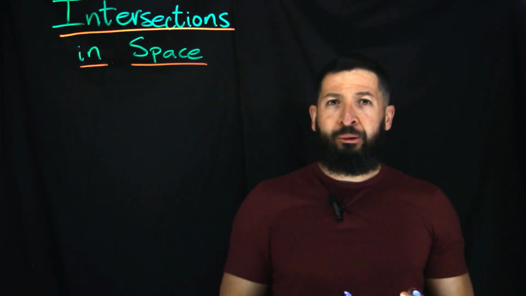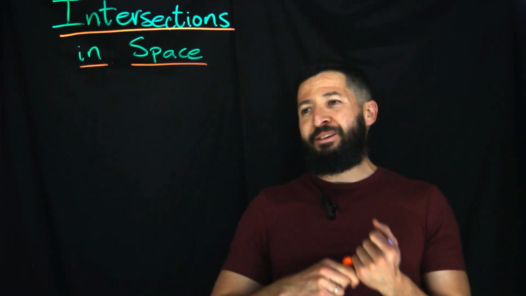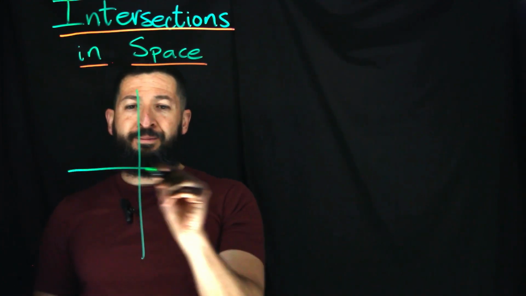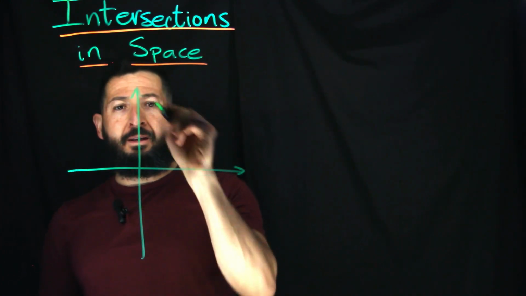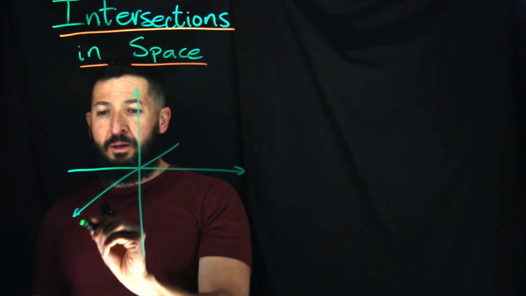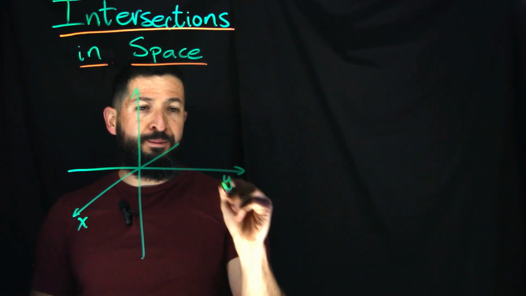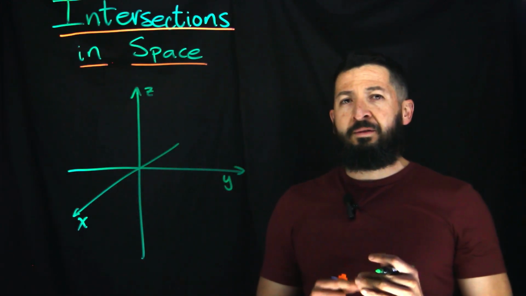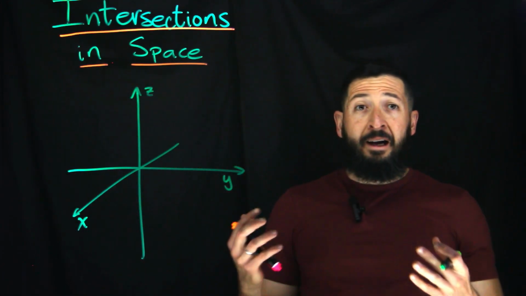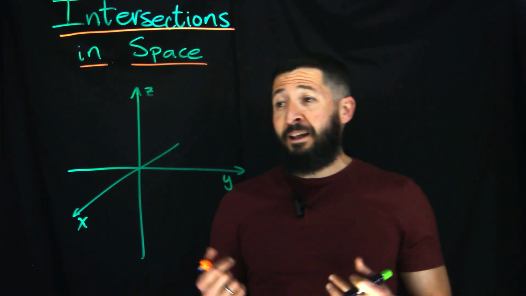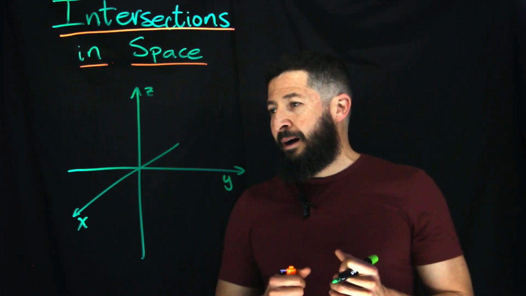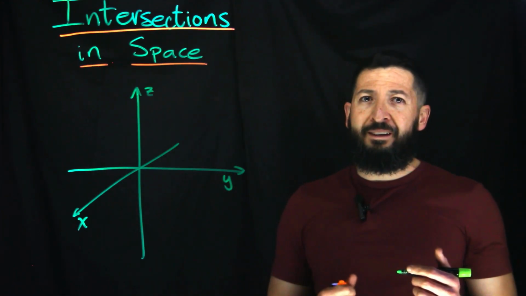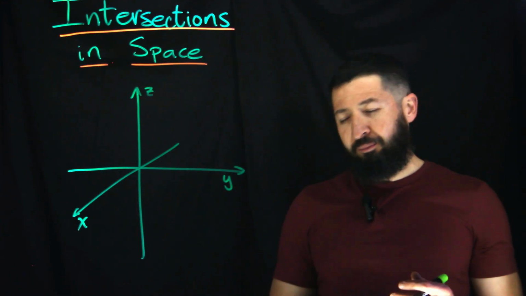Alright guys, so today we're going to talk about intersections in space. So remember, we're going to have our three-dimensional space. We're going to have x, y, z coordinates. And we're going to look at intersections of lines and planes, planes and planes, lines and lines, and all sorts of objects. But firstly, if you have a line, the first question is: is a point on the line or not?